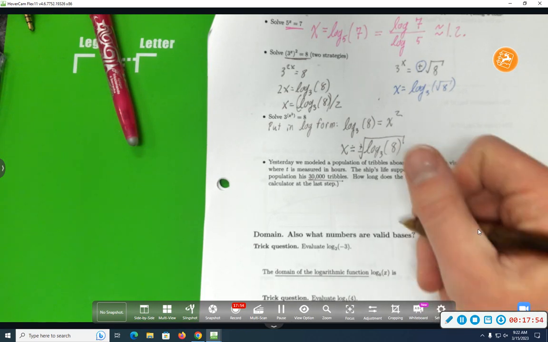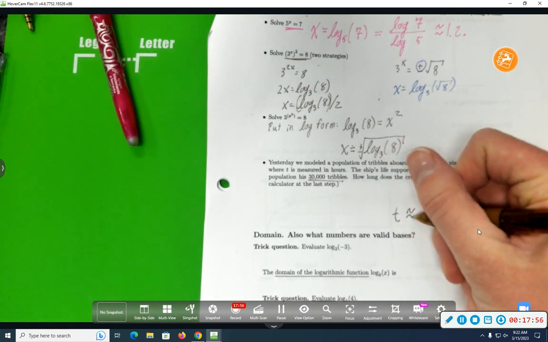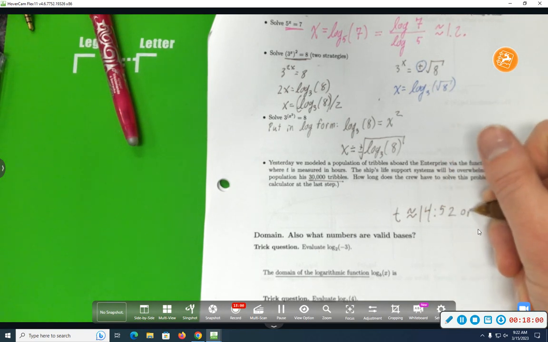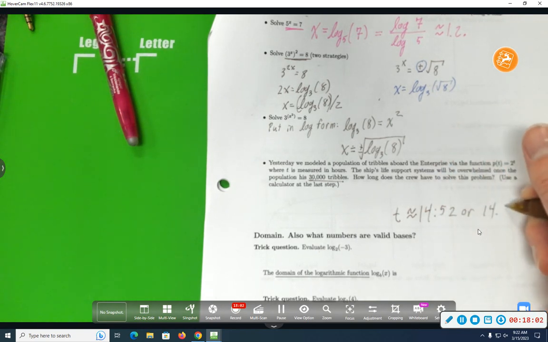About 14 hours and 52 minutes. Or about 14.8727 hours. Cool. How many people had already done the problem and got a similar answer? Cool. Let's talk through it.